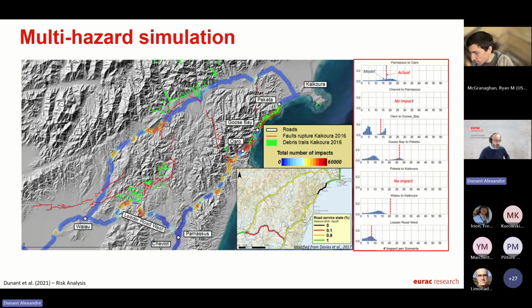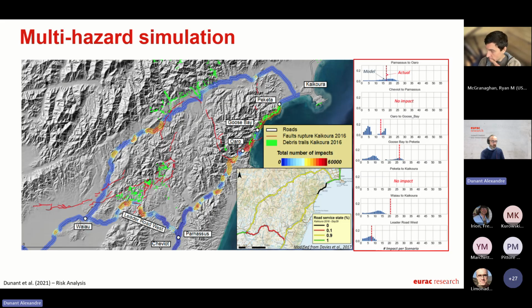I have to say the initial model was a bit harsh. There was very little fuzziness in the model, so you were either beyond the threshold or below it. But when we compared the road to the road service state, you can see on the right the different segments of the road, where the model was giving those blue histogram bars, and the actual impact was the red bar, and it gave us confidence that it could potentially work.